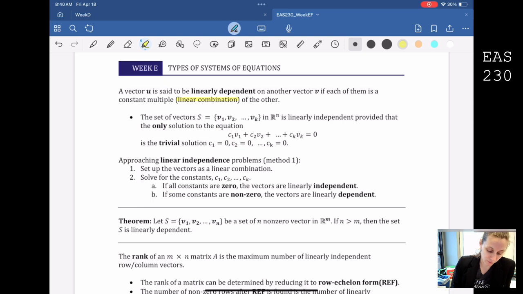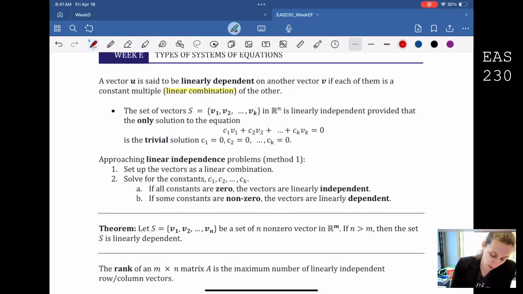where if vectors are combinations of each other, if you have a scalar times a vector plus a scalar times a vector plus a scalar times a vector, etc., and we solve for these constants, these unknowns, solve for C1, C2, etc.